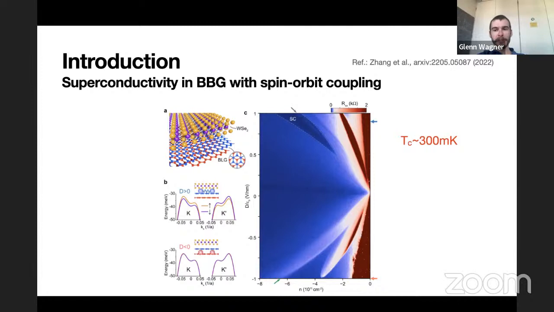So this is a proof that it's really the WSe2 that's inducing the superconductivity. And here you can get a Tc that's quite a bit higher than before. It's almost 10 times as high as with a magnetic field. That's something else that we're going to try and explain with our mechanism.